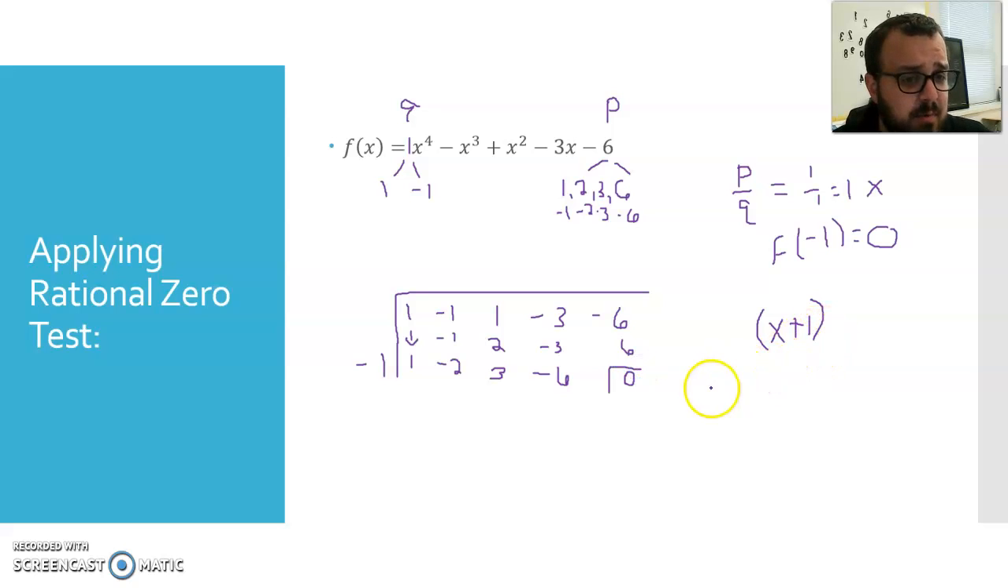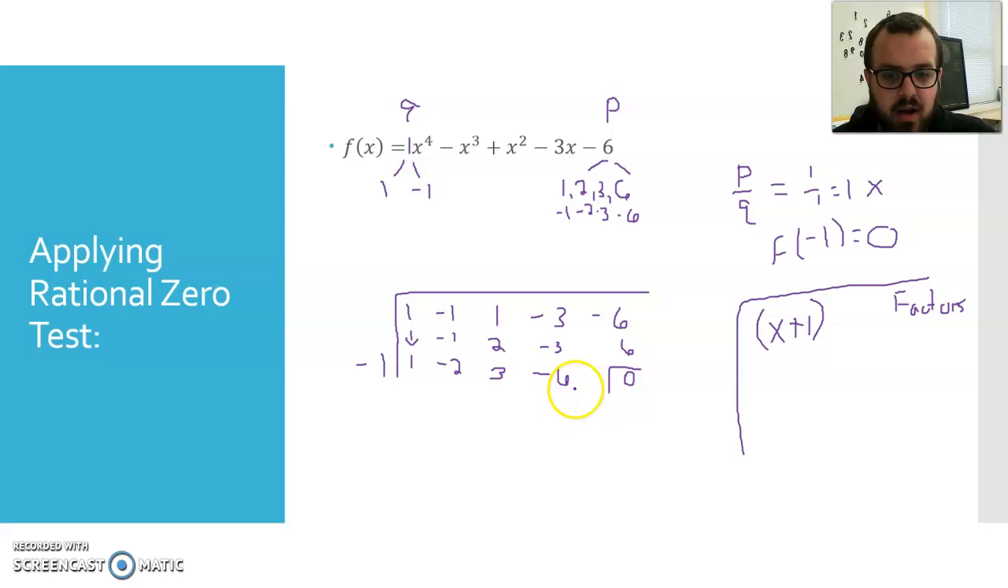So taking out this x plus 1, I'm going to list these over here. I'll call these my factors. I'll be left with a polynomial x cubed minus 2x squared plus 3x minus 6, and I'm going to start this process all over again.